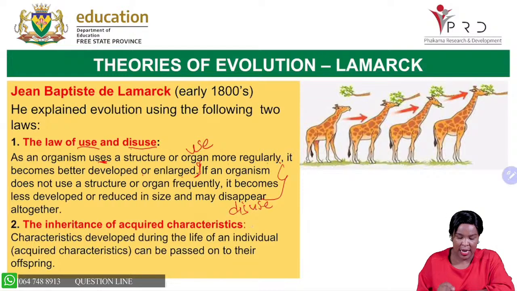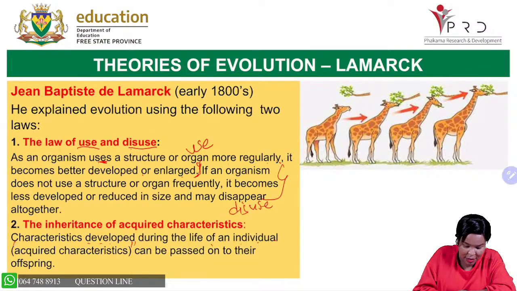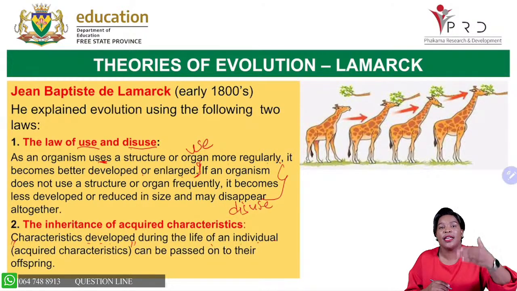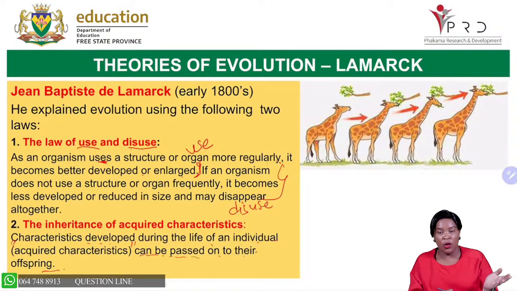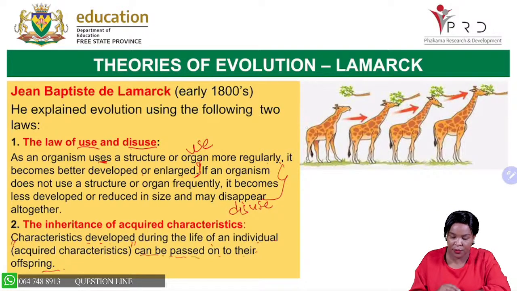What does it mean? Then the second law, he speaks about the inheritance of acquired characteristics. What does he mean by that? He means that characteristics that are developed during the life of an individual, meaning they are acquired because they were developed during the life of an individual, they were not born with them. He says they can be passed on to their offspring. So that is his law. That is how he explains the theory of evolution.